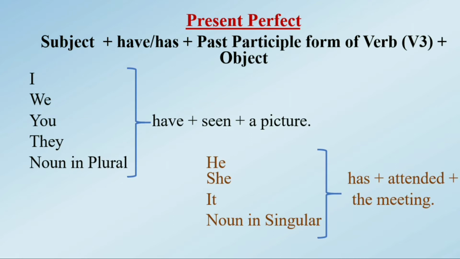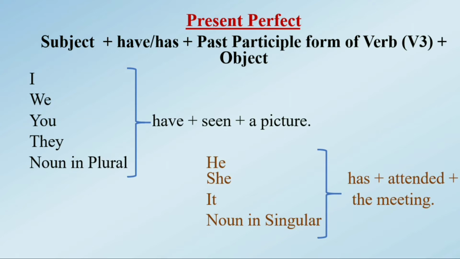Look into the usage of has. He has attended the meeting. So along with he, she, it and noun in singular, we have to use has like this, and past participle form of verb, here attended, in the example. Look into the complete sentence. He has attended the meeting.